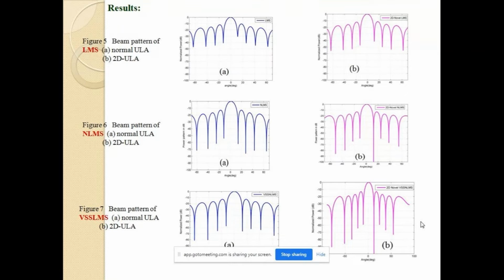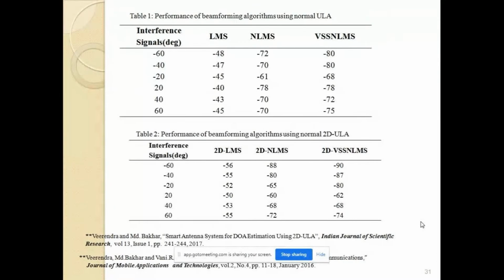When we look into these results, the magenta colored simulation results are superior as compared to the blue colored ones, which are obtained for the normal uniform linear array. When two-dimensional uniform linear arrays are used, the performance is better, null depths are deeper, and interference rejection capability is higher as compared to the uniform linear array configuration. The same thing is presented in tabular form to illustrate how interference nulls go down, so that the robustness of the algorithms is higher.